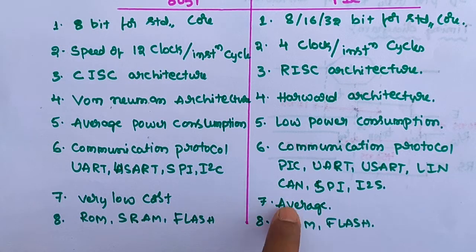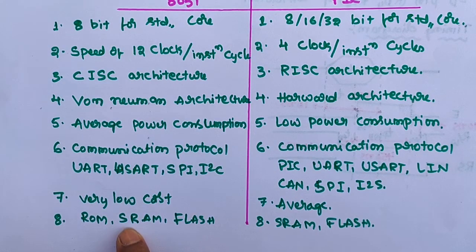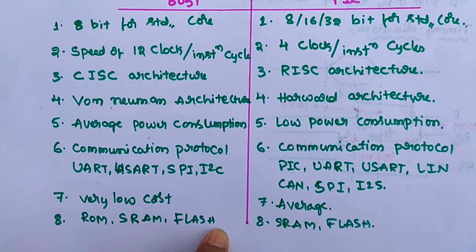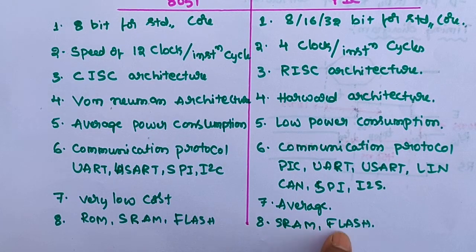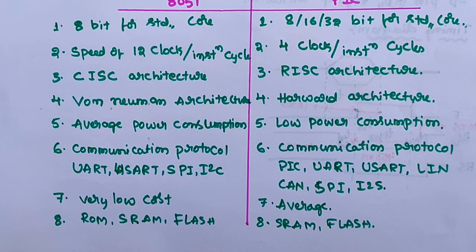PIC microcontrollers are comparatively higher in performance than the 8051 family. The 8051 uses ROM, SRAMs and flash ROMs as external memories, internal RAM or external memories also, but the PIC microcontroller is connected with only SRAMs and flash RAMs. Because of this RAM interfacing, the PIC microcontroller is much faster than the 8051.